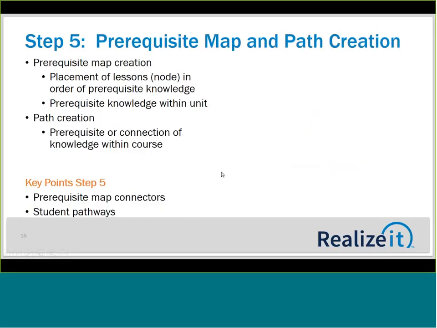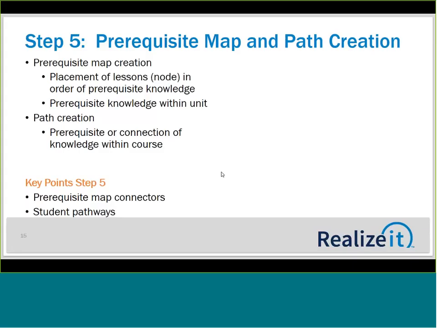Step 5, prerequisite map and path creation. Very, very, very important piece. You got all the lessons done. You have all the assessments done. This is a key piece. It's the connection between the lessons and the connection between the units. The connectors in a map are as important as the content in the lesson, okay? Somebody taught me that very early on, and they are 100% right, I have to say.